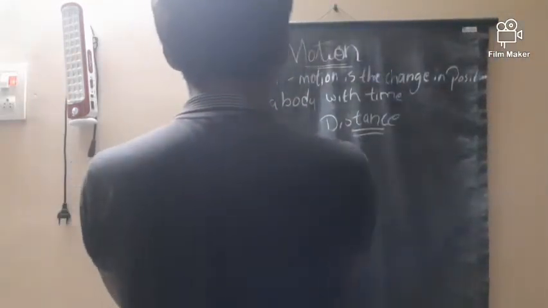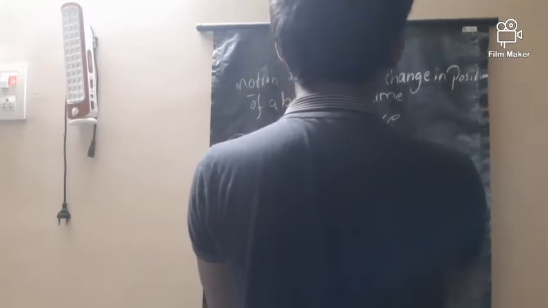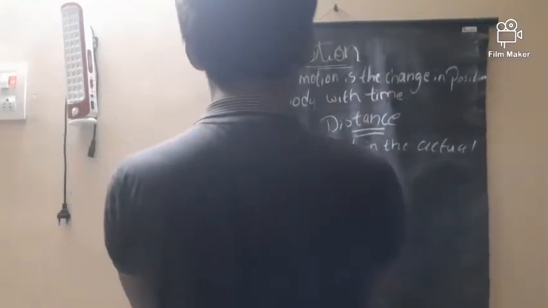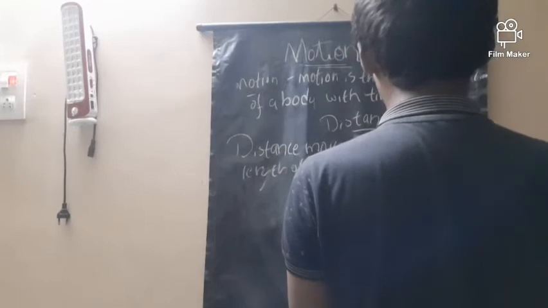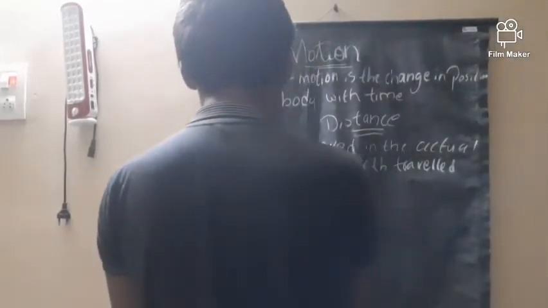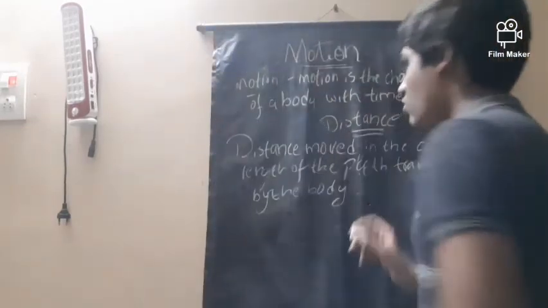Distance moved is the actual length of the path travelled by the body. This is called distance.